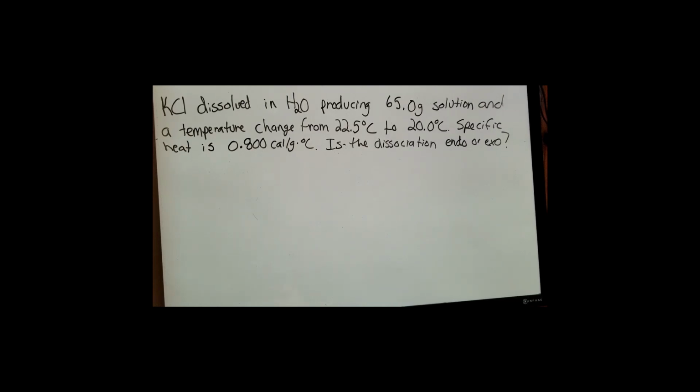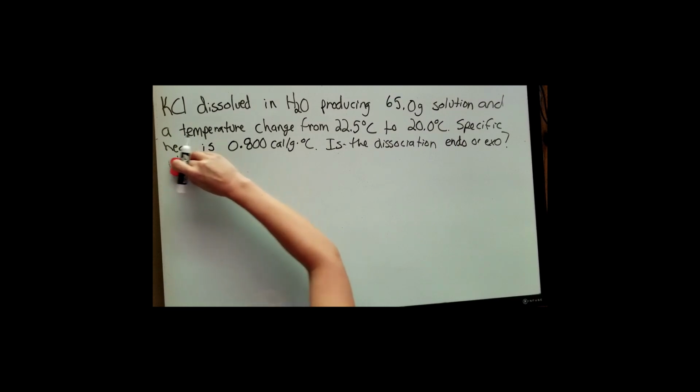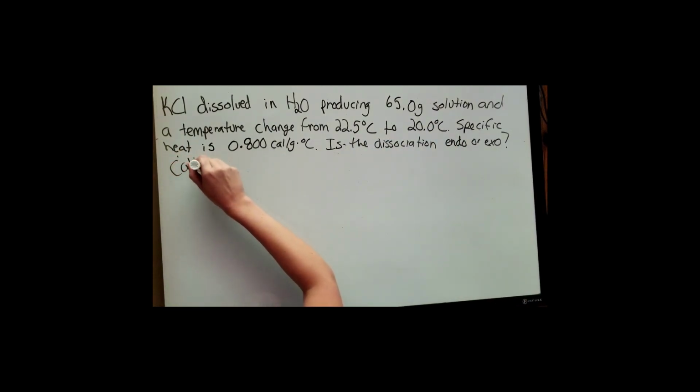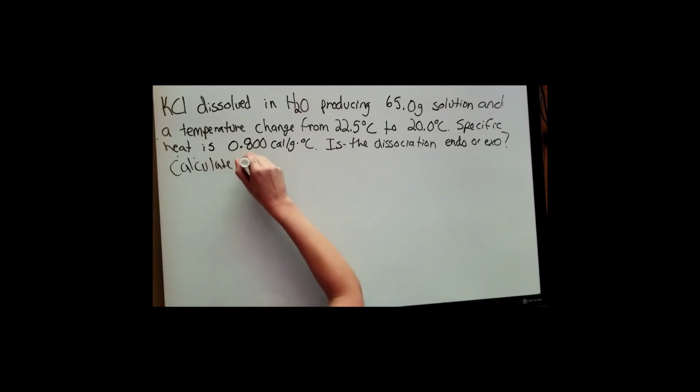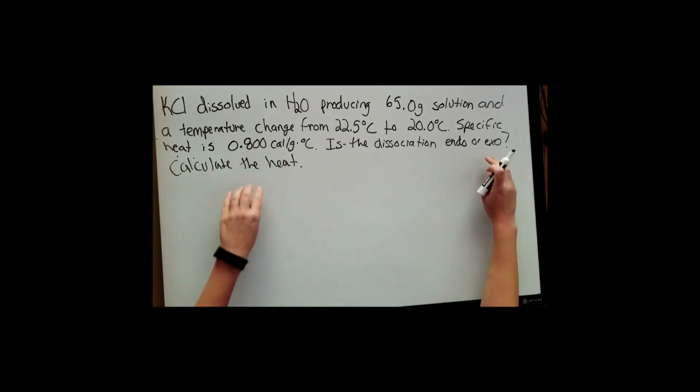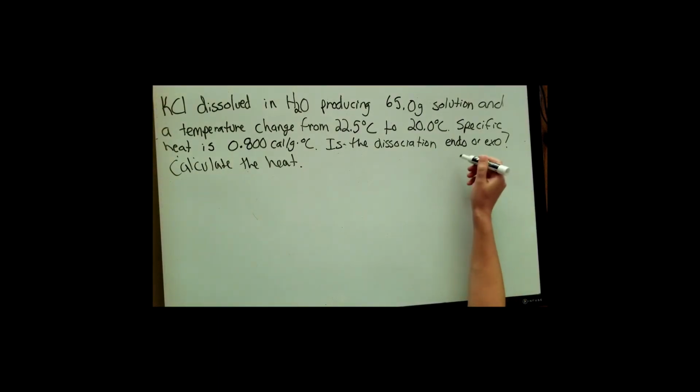Okay, and it should also be asking, forgot part of it, calculate the heat. Because what's the point of all these numbers if we're not going to use them in a calculation, right? So two questions like the last one, okay? Endo and exo is shorthand for endothermic and exothermic.